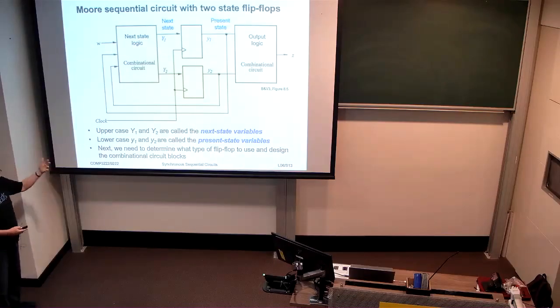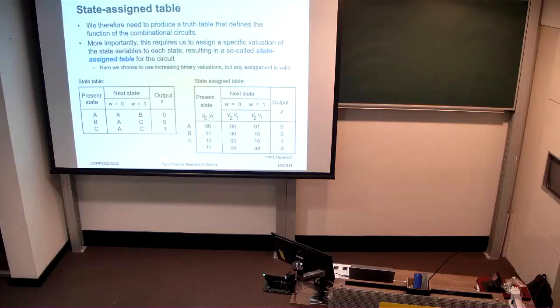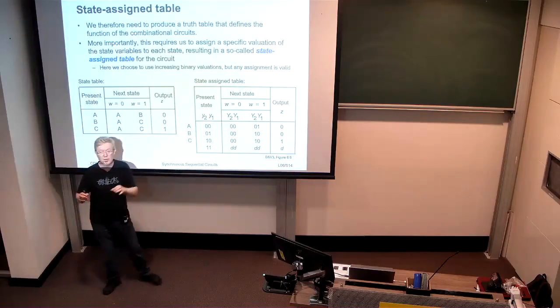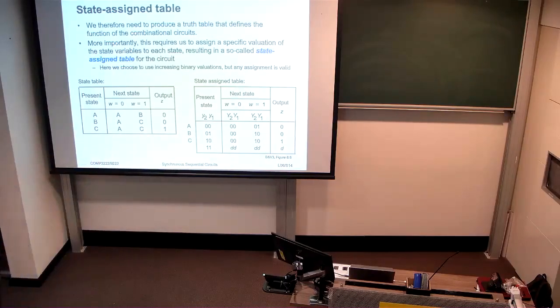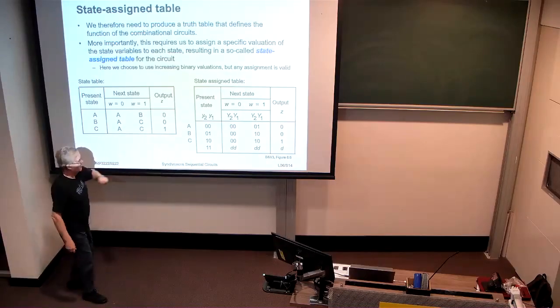But how are we going to label the states, or associate a particular valuation of these state variables with each of the symbolic states we had previously identified? We had A, B, C. We now have to turn that into a valuation of these particular state variables. So the next step is to derive from the state table a so-called state assigned table, which associates a particular valuation of these state variables with each of the states. And then it's again just a one-to-one mapping between the two.